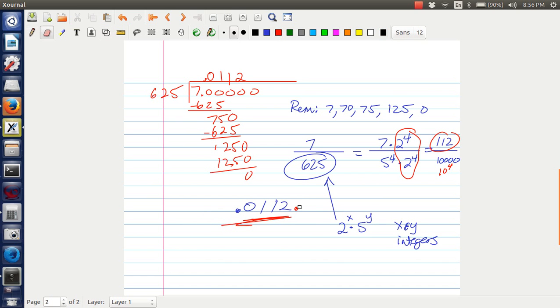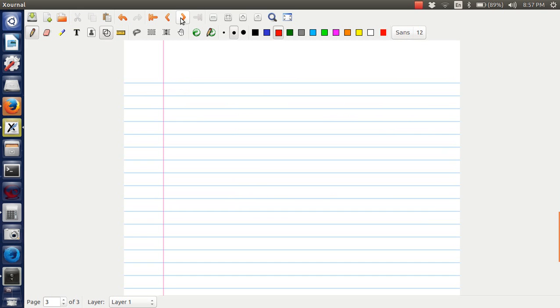And so then you get this beautiful little situation where we've just given a technique for converting any fraction whose denominator is only factors of 5's and 2's into a terminating decimal. Okay, so hopefully that convinces you why that works.